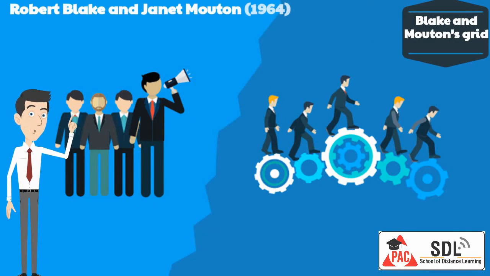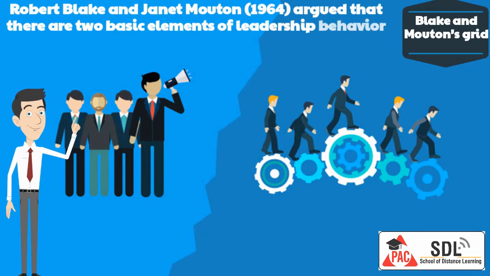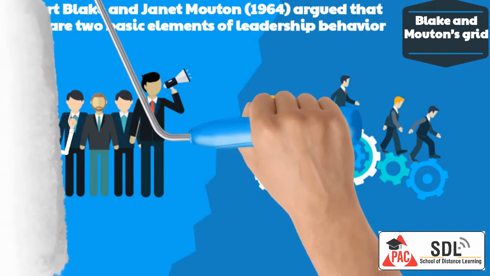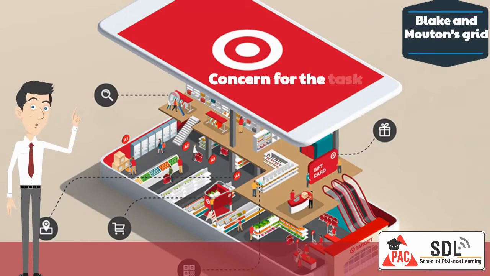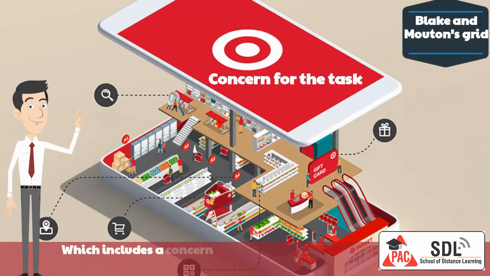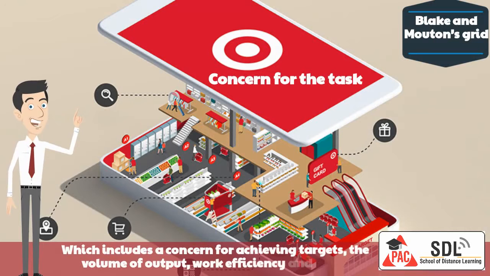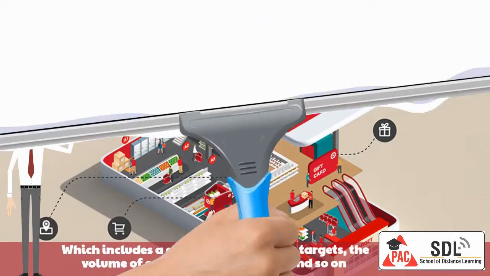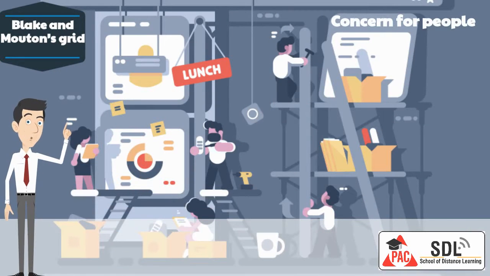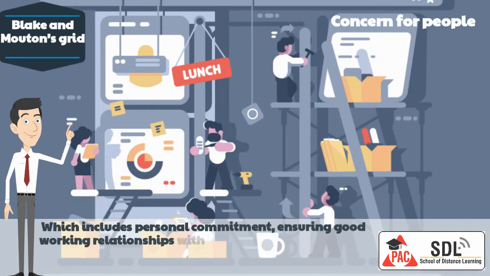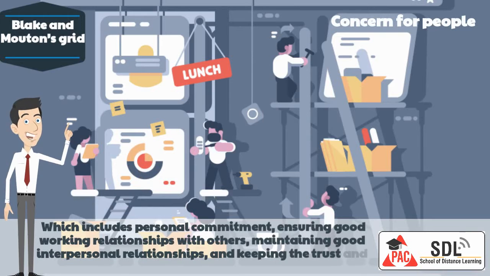Robert Blake and Janet Mouton, 1964, argued that there are two basic elements of leadership behavior. Concern for the task, which includes a concern for achieving targets, the volume of output, work efficiency and so on. And concern for people, which includes personal commitment, ensuring good working relationships with others, maintaining good interpersonal relationships, and keeping the trust and respect of the group.